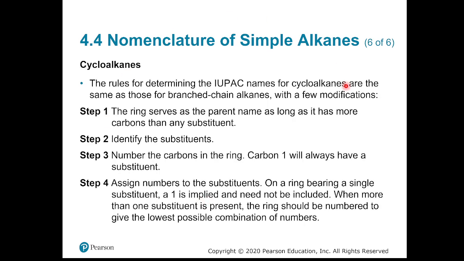Cycloalkanes. These are going to be round alkanes. So you're going to have a round chain that connects back in on itself. The ring is going to serve as the parent name as long as it has equal to or more carbons than any other substituent. You're going to identify the substituents. You're going to number the carbons in the ring. Carbon 1 will always have a substituent. You're going to assign numbers to the substituents. So on a ring bearing a single substituent, a 1 is going to be implied because that's where you're going to start. The ring should be numbered to give the lowest possible combination of numbers.